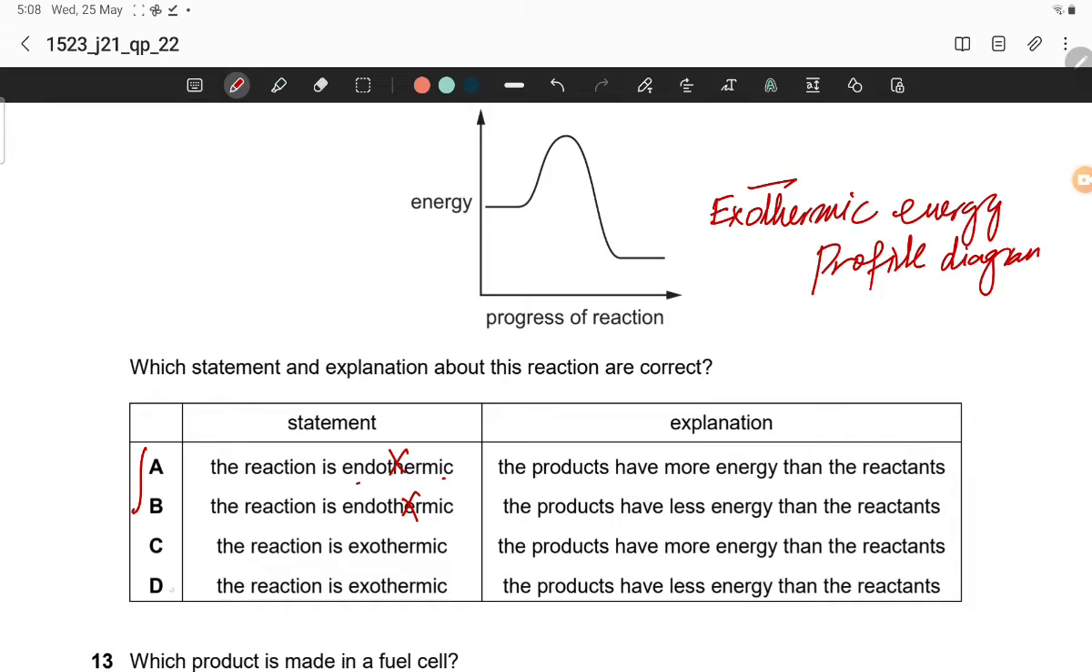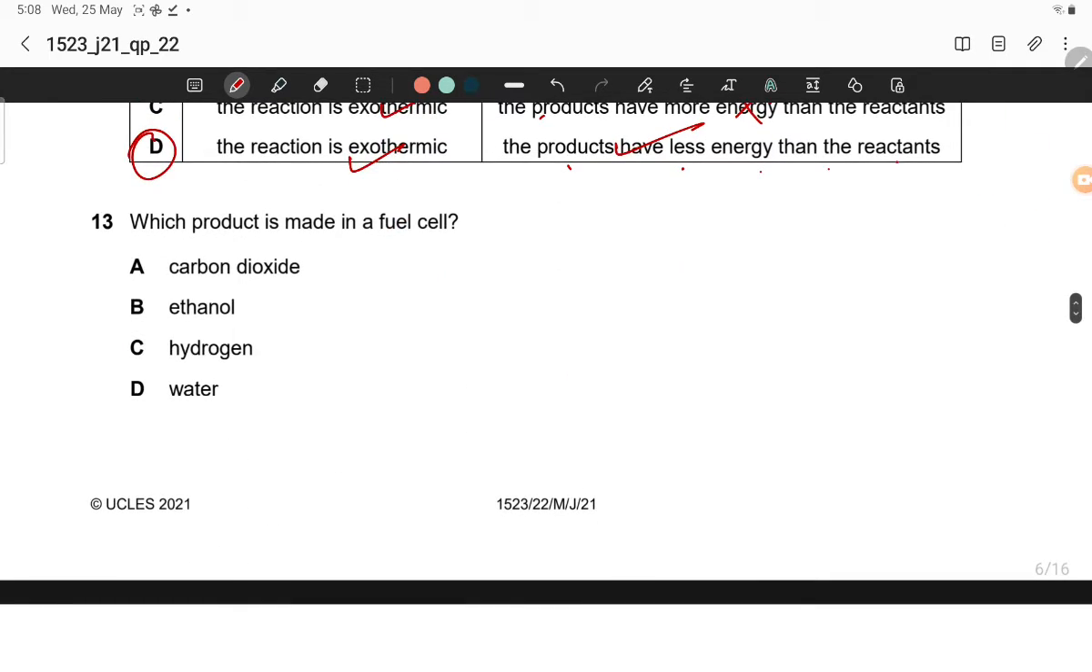So let's check C and D. Reaction is exothermic, correct. The products have more energy than the reactants. No, this is incorrect, because this is products and this is reactants. So this is not correct. D option is correct because the reaction is exothermic and the products have less energy than the reactants. So D is correct. Which product is made in a fuel cell?